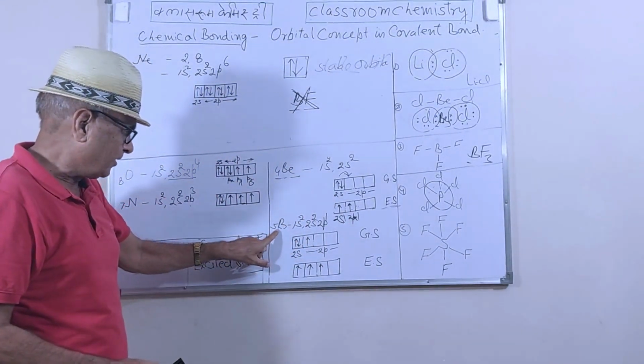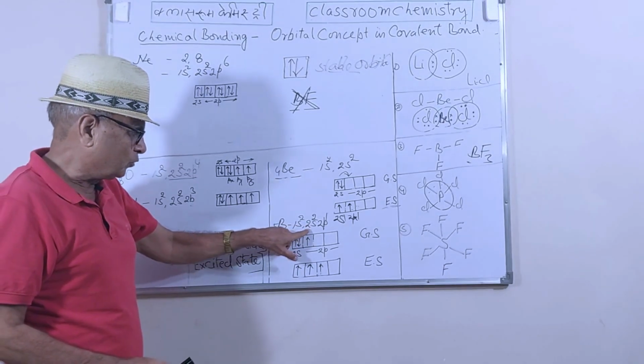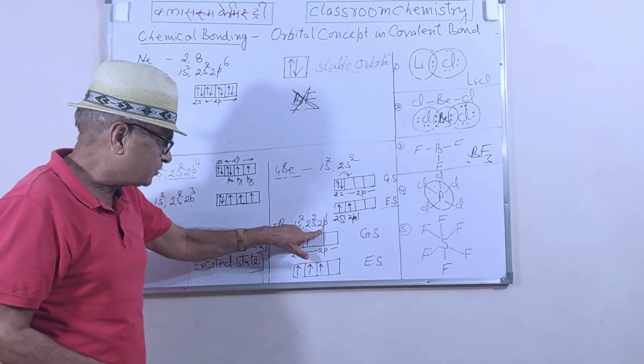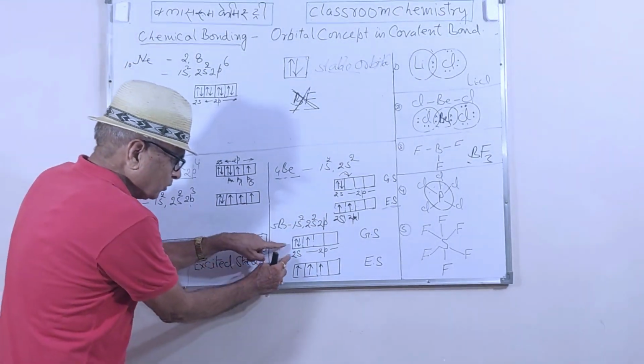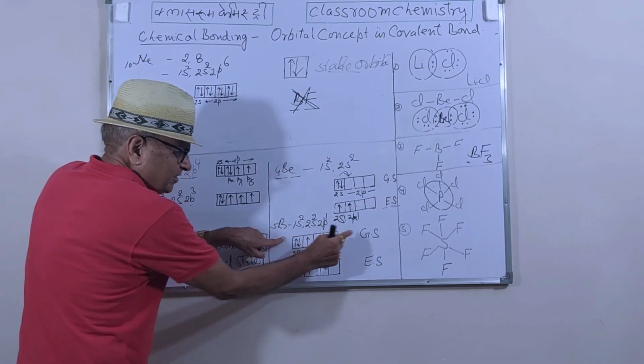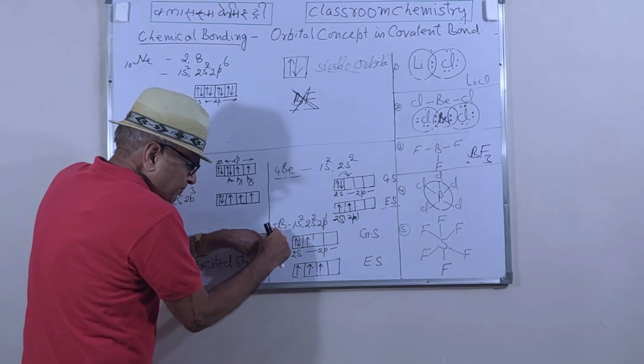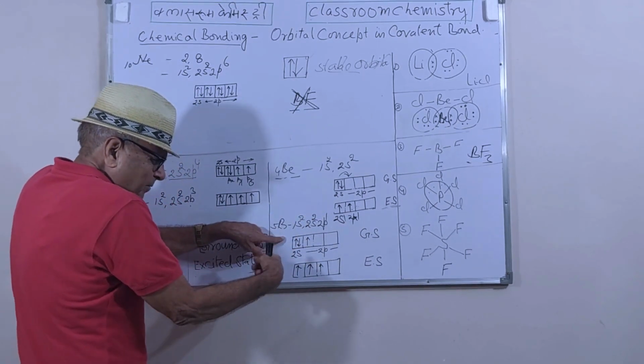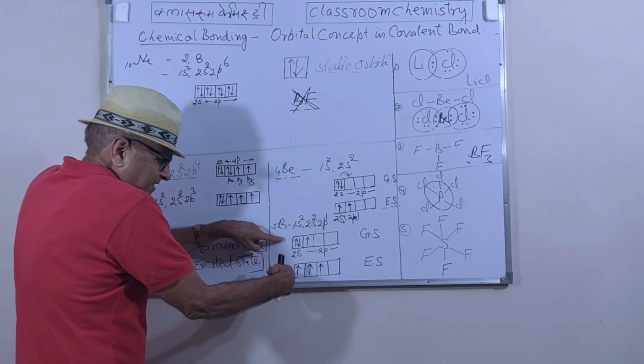Come to the structure of boron 5B: 1s2, 2s2, 2p1. Here 2s2, 2p1. This is the ground state. When boron absorbs some energy, it will get excited.